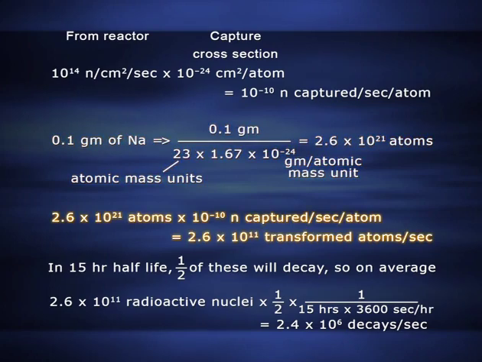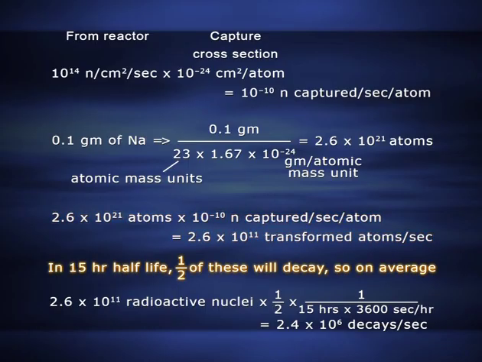So now we multiply our 2.6 times 10 to the 21 atoms times the probability that each atom will actually capture a neutron, 10 to the minus 10, and we find out that some 2.6 times 10 to the 11th atoms, 260 billion atoms of sodium, will capture a neutron and turn into the element magnesium.